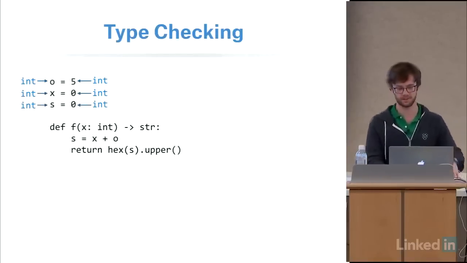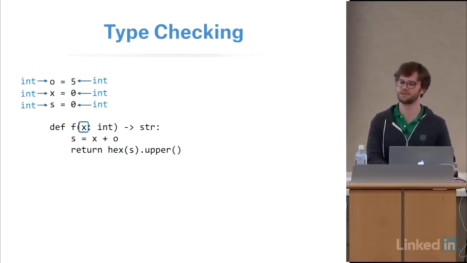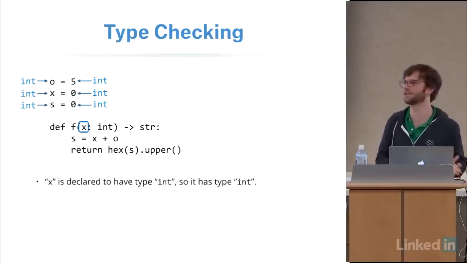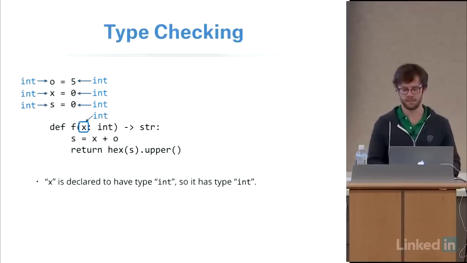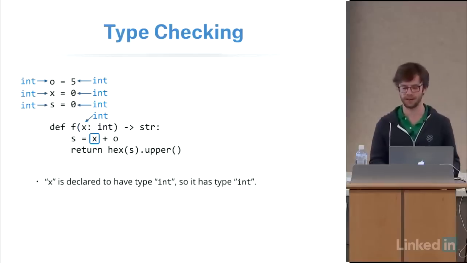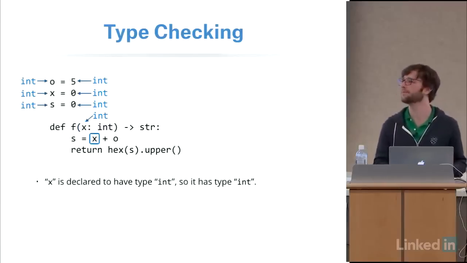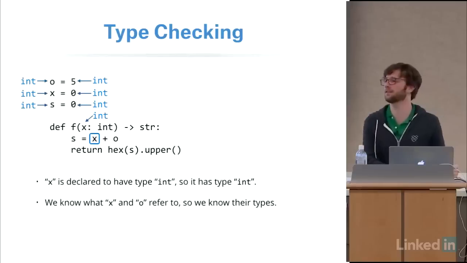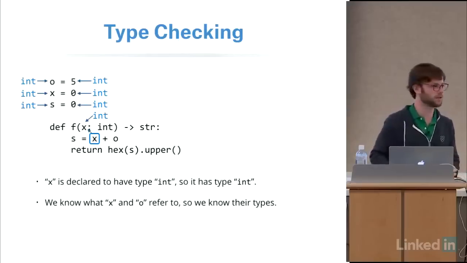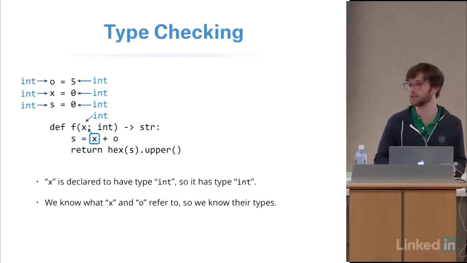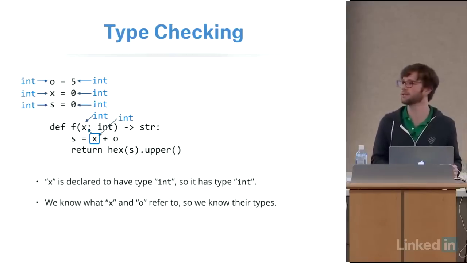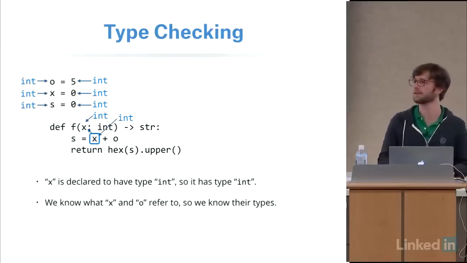So now let's get to the function. This one is easy. It's an annotated argument. And so we know it has type int. It's declared to. And now we start to get to some more exciting things. We can say, all right, what's the type of x here? Well, from the semantic analysis stage, we know what x refers to. X refers to this x in the function signature. And we already know the type of that x. It's int. And so we can say, great, this usage of x right here has type int.